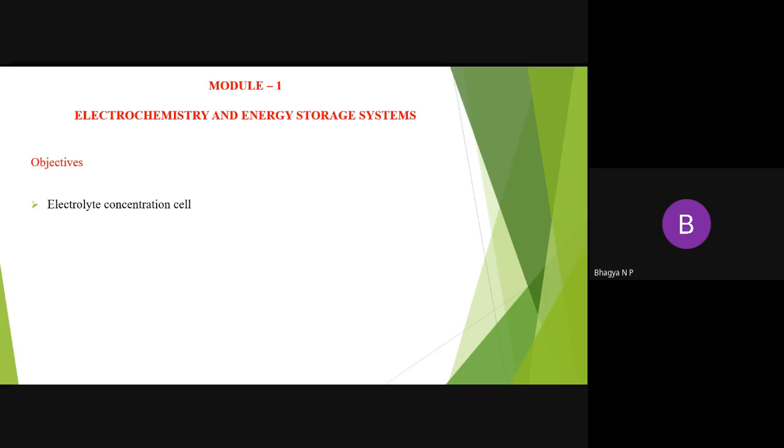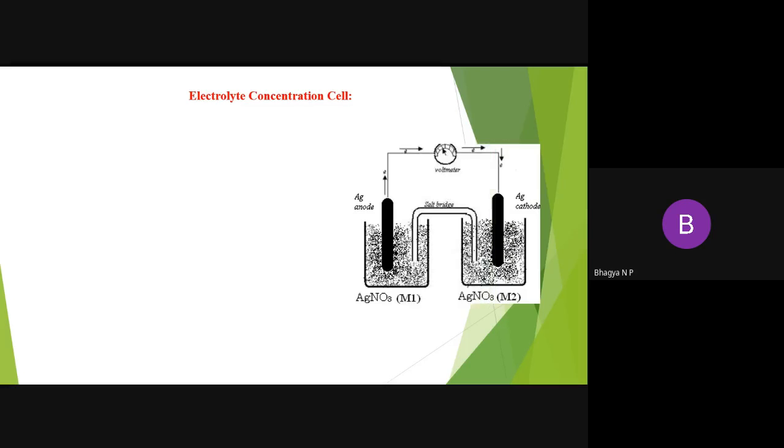So, in this session, I am going to teach you electrolyte concentration cell. So, let us move on to the electrolyte concentration cell definitions and all. When you look into this diagram, this whole diagram we call it as a cell. It consists of two electrodes. One is anode, other one is cathode.